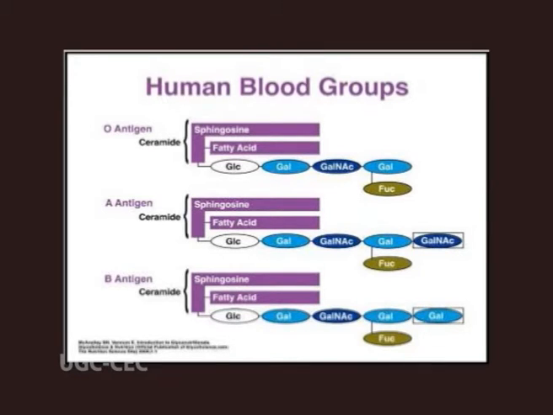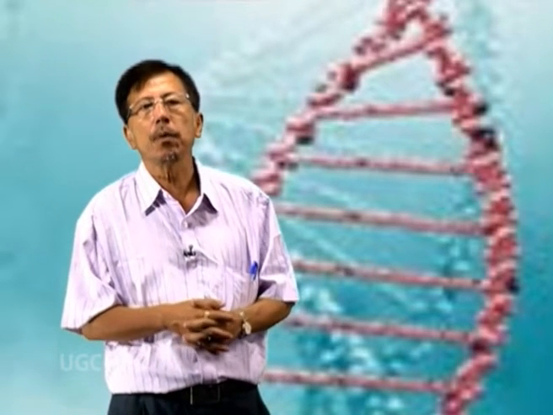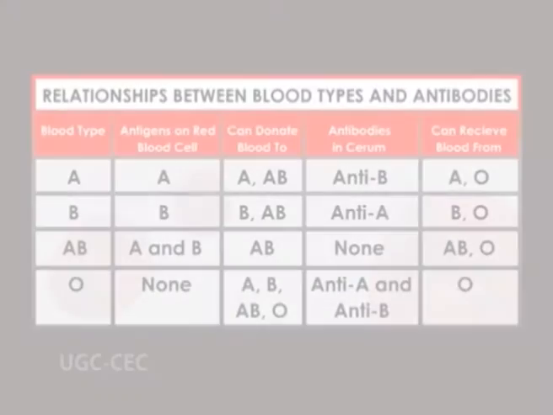AB blood group individuals carry both the A and B antigens on the surfaces of their RBCs. That's why AB blood group individuals are known as universal recipients. O group individuals are known as universal donors. O group individuals can receive blood only from O group individuals. The relationships between the various individual blood groups and the antibodies present in the blood of these individuals are depicted in the table shown.